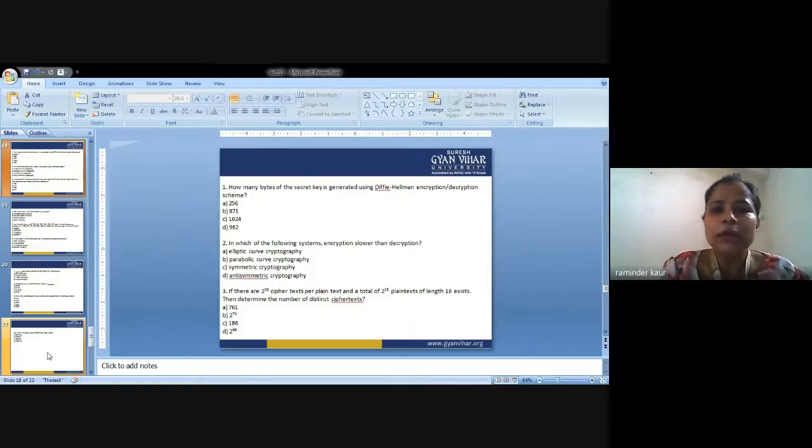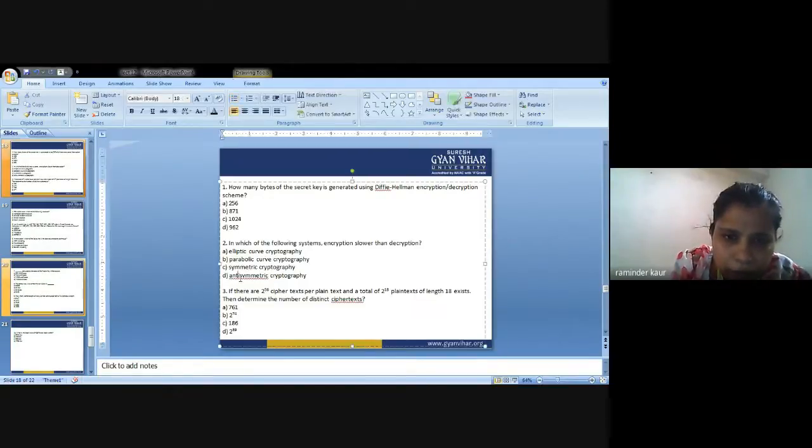Next is, in which of the following systems is encryption slower than the decryption? Elliptic curve, parabolic curve, symmetric cryptography, anti-symmetric cryptography. Just wait. Have a look at this. Anti-symmetric cryptography.